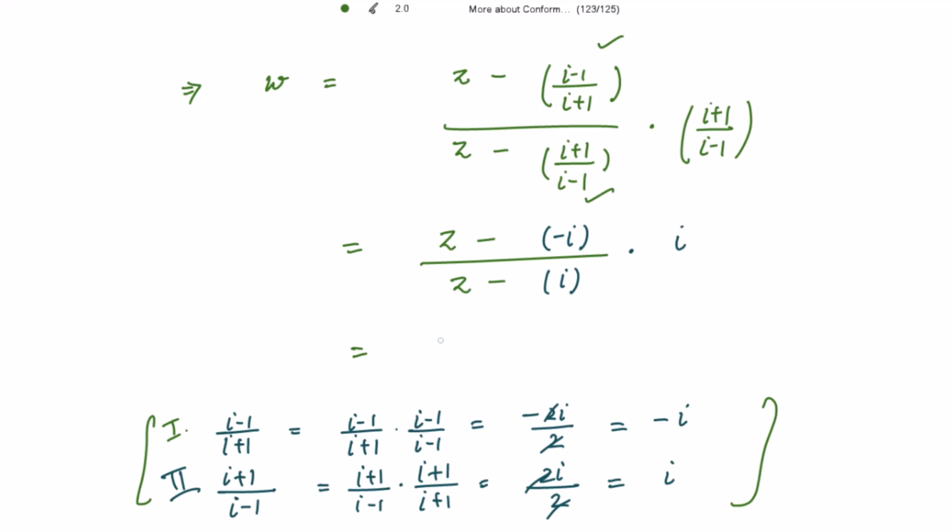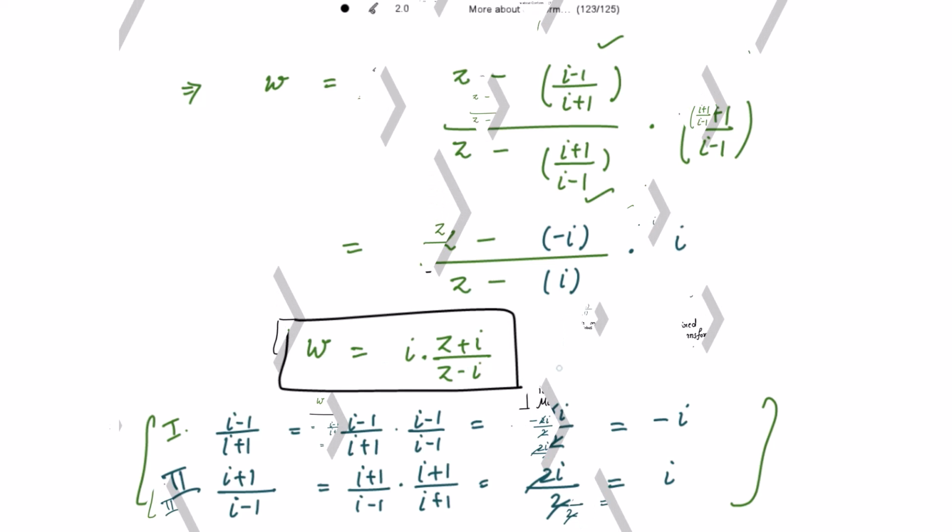So this is equal to (z + i)/(z - i), and this i is multiplied over here, and this is equal to w. So this is your required Mobius transformation. Alright, thank you.